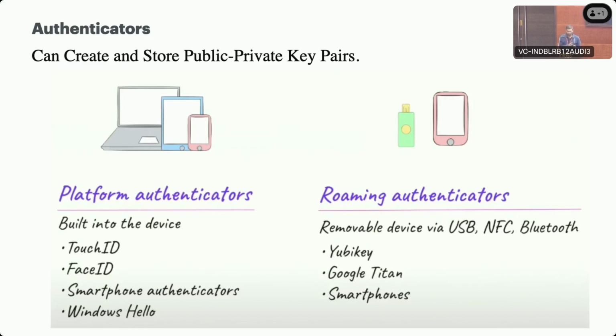Okay. We have two kinds of authenticators: the platform authenticators and roaming authenticators. The platform authenticators are like what I have in my laptop, tab, or mobile. I can create that public key and private key and store it in my laptop. That's what we call platform authenticators, like the Windows platform, Linux platform, the macOS platform.